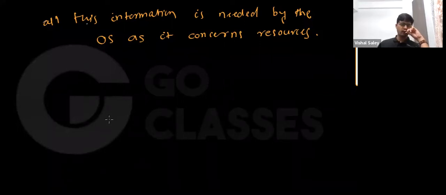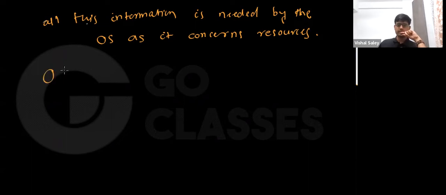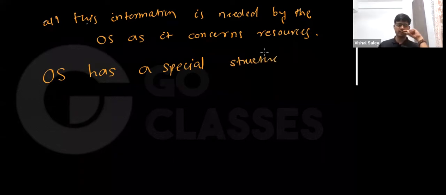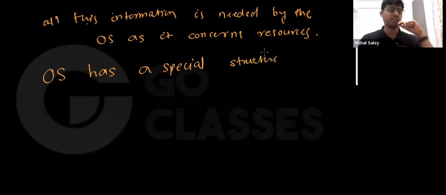Okay, so now since the operating system needs to keep this information somewhere, it has a specific structure for it. Now this is literally a C structure. Again, C is a general language for writing operating systems. That's why it's a C structure.